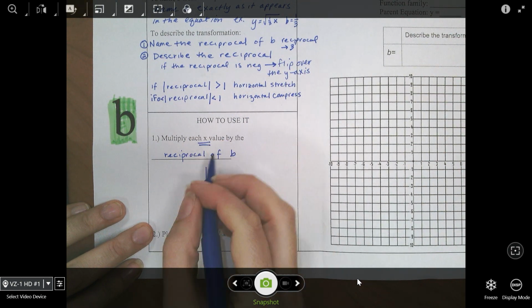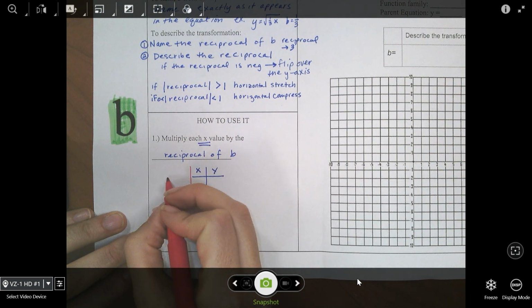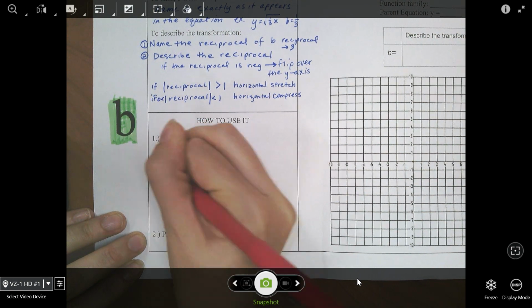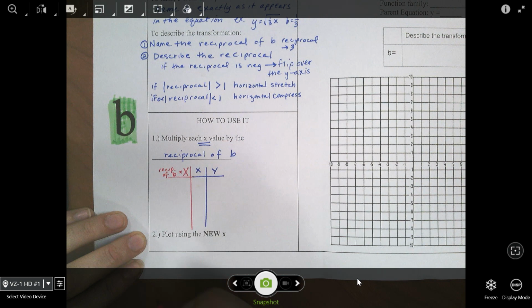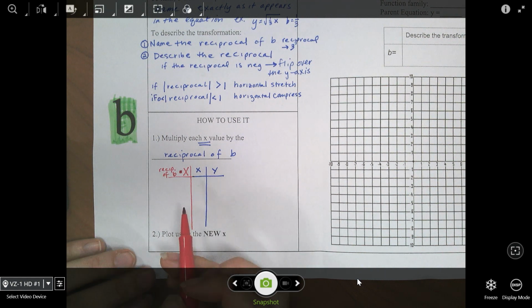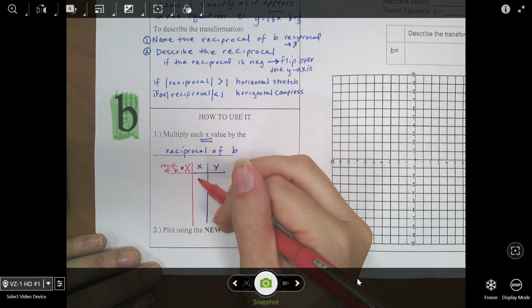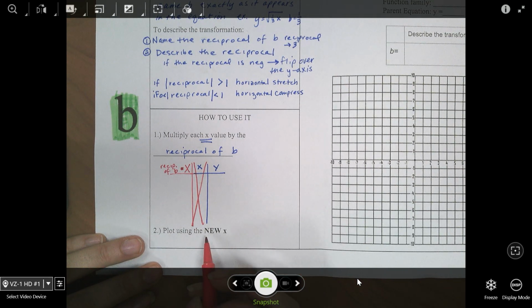So you set up your parent table just like before. Now we're going to multiply the x side. So we're going to multiply the reciprocal of B. I'm going to call it recip of B times x. If you don't like that little times sign, you could make it a dot, but it's multiplication. And then, just like we did with the A, once we applied it to one of the columns, we cross that column out. So when you go to plot, you plot the new x with your y.